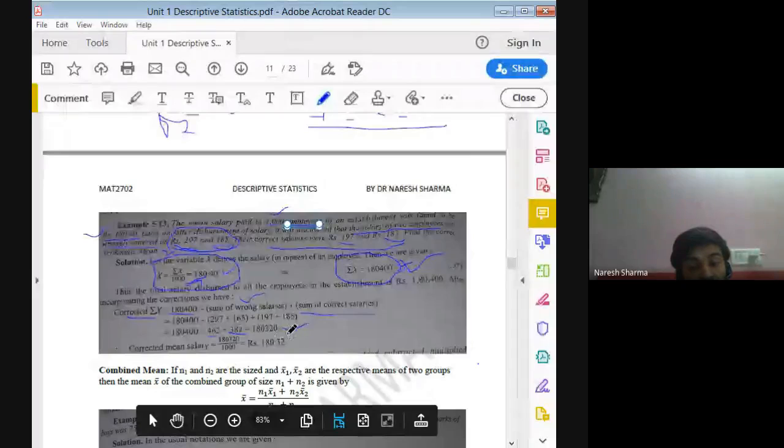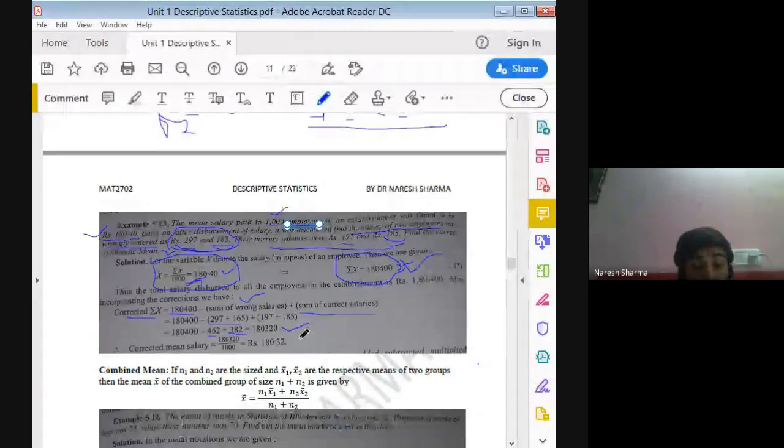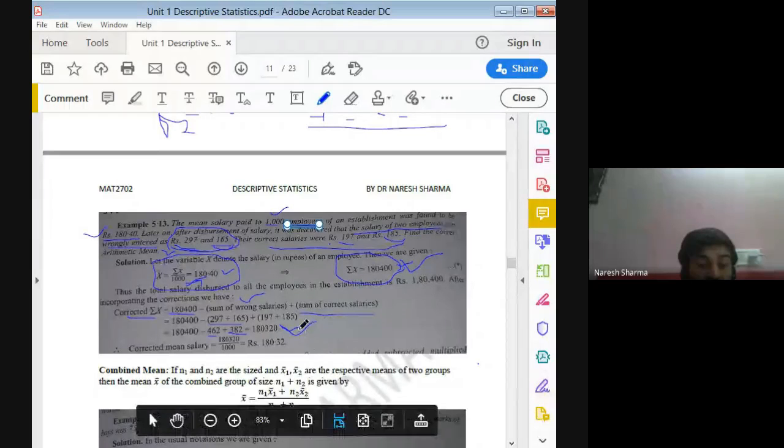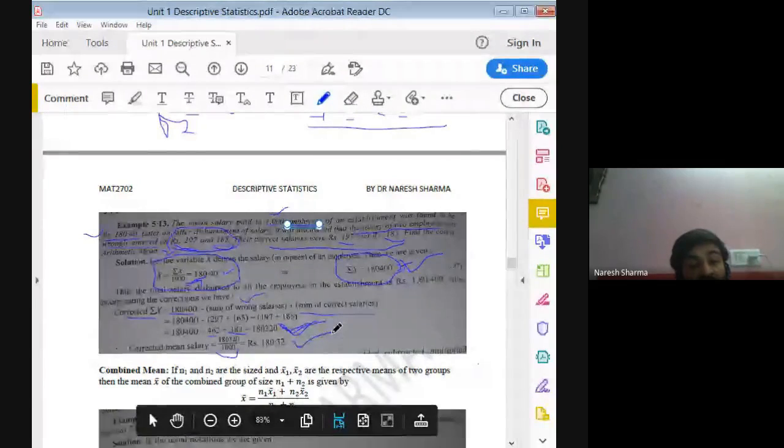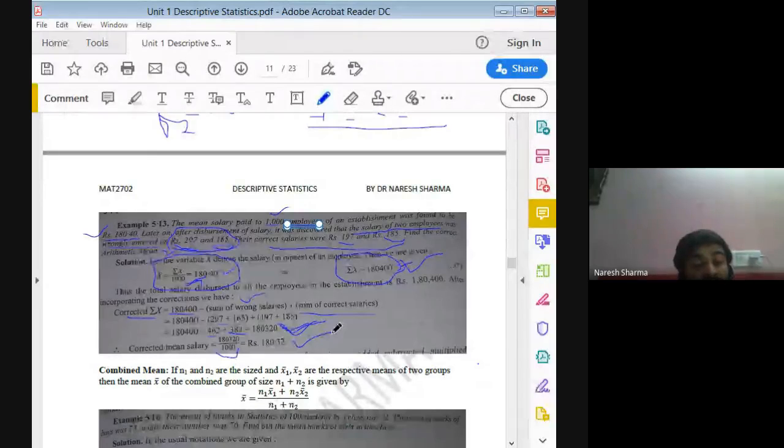1,80,320. So if you see here, this is the total correct sum for all 1000 employees. If you are interested in the correct mean, we just need to divide the total sum by the number of observations, which is 1000. So we divide this and we get 180.32 as the correct mean. Hope you get the same.